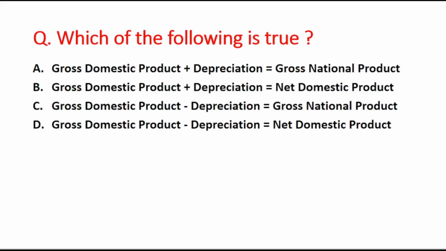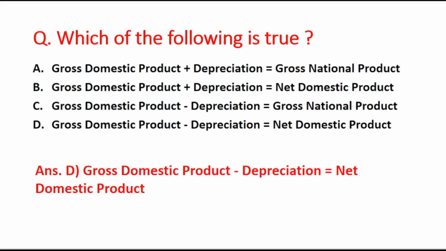Next is, which of the following is true? A option is gross domestic product, that is GDP, plus depreciation equal to gross national product, that is GNP. B option is GDP plus depreciation equal to net domestic product, that is NDP. C option is GDP minus depreciation equal to GNP. And the last option is GDP minus depreciation equal to NDP. The right answer is option D, that is gross domestic product minus depreciation equal to net domestic product.